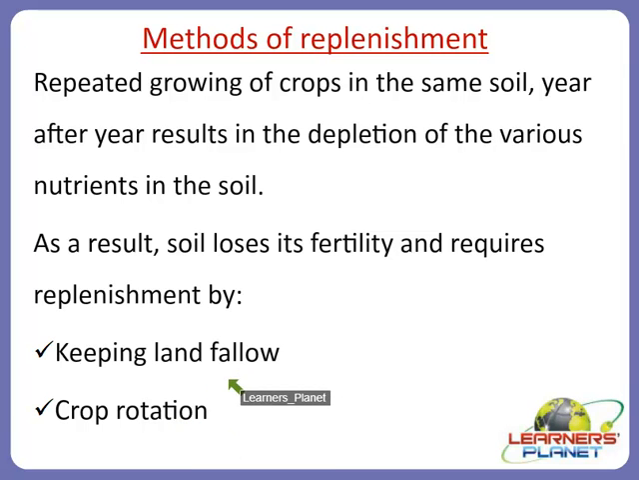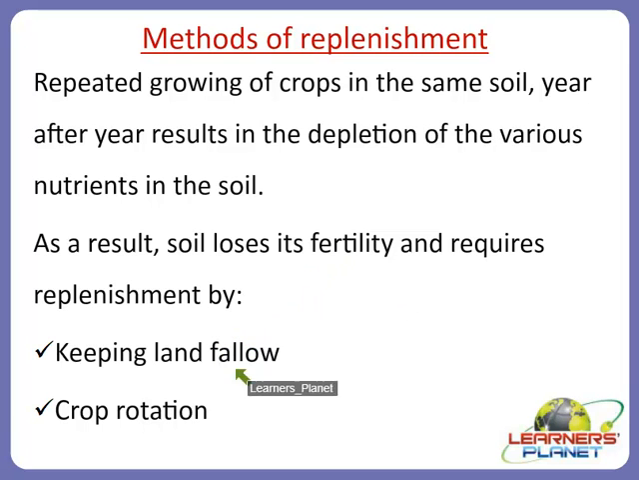Keeping land fallow means keeping the field free for a season to make up for the lost nutrients, which is also called the field fallow or the land fallow. During this period, the soil regenerates its lost nutrients by the action of microorganisms present in the soil. And this makes the soil ready for the next crop rotation. This is termed the land fallow. So if we keep land fallow, the replenishment of soil will take place and the soil will not lose its fertility.